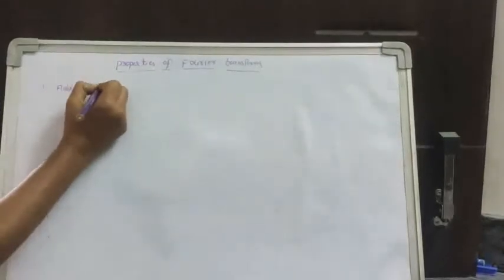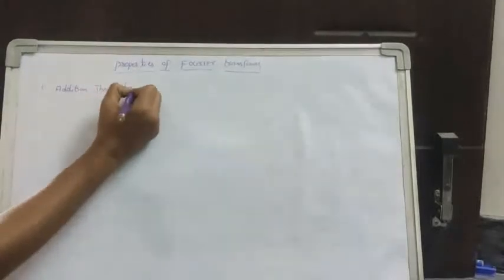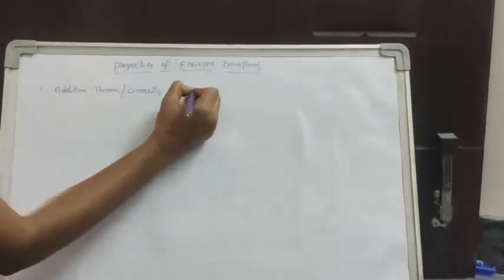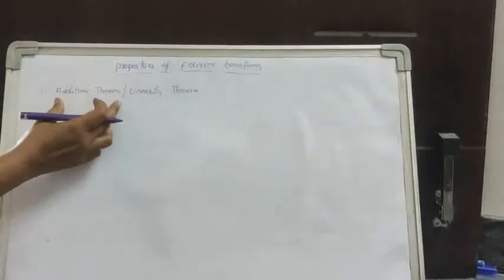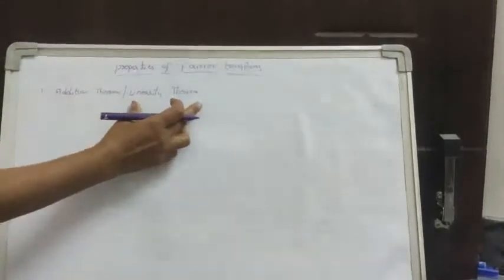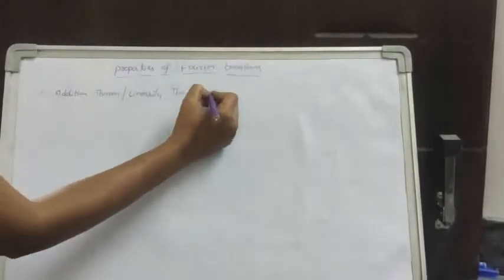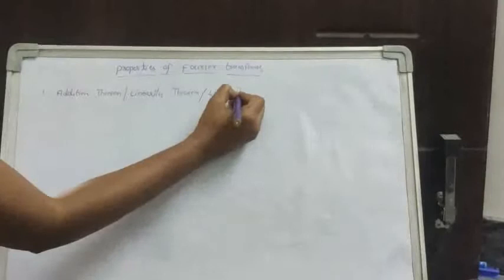Addition theorem or linearity theorem or linearity property, you can call it. In properties of Fourier transforms, the first property is the addition theorem or linearity theorem, or you can call it the linearity property.